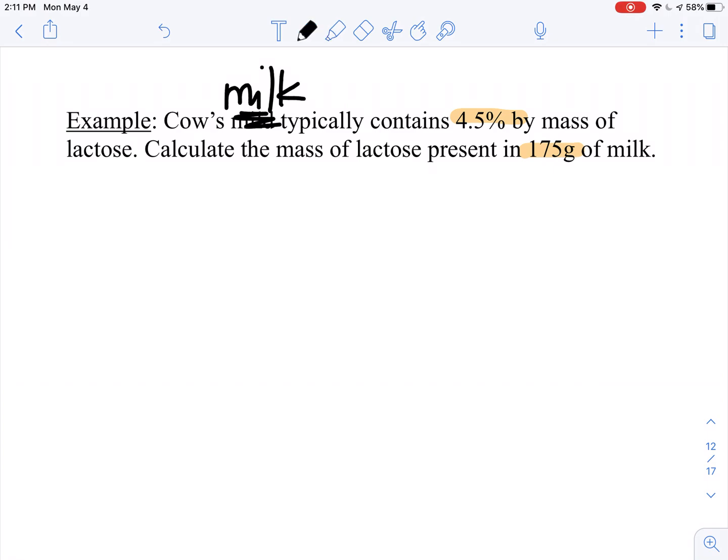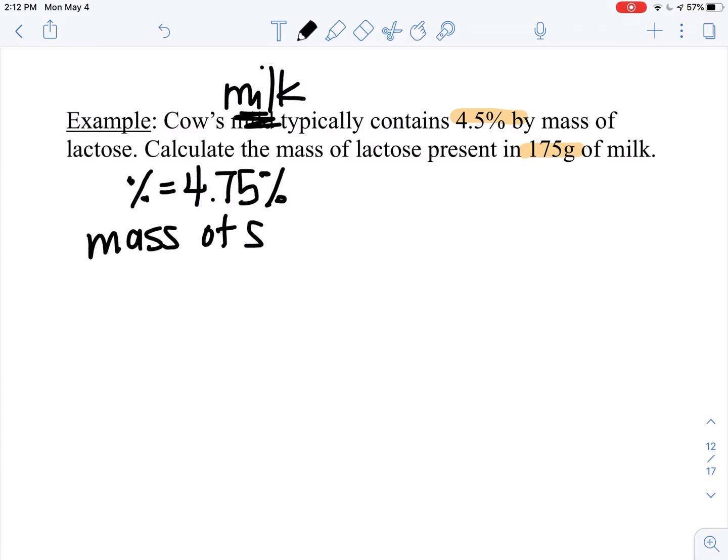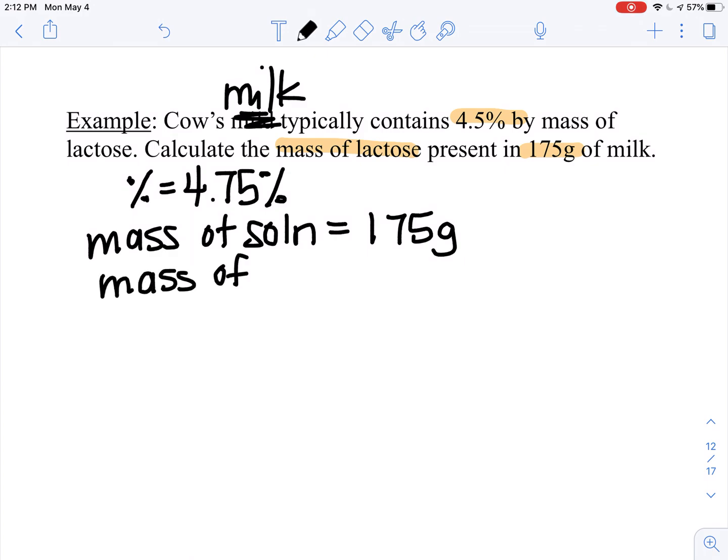So in this problem, we know the mass percent already. It told us that it's 4.75%. We also know the mass of the solution, and SOLN is an abbreviation for solution. Mass of the solution, the whole thing together, is the milk. That's 175 grams. So it's asking for the mass of lactose, which in this case, lactose is the solute. It's going to be the smaller one. Mass of solute equals, we don't know.